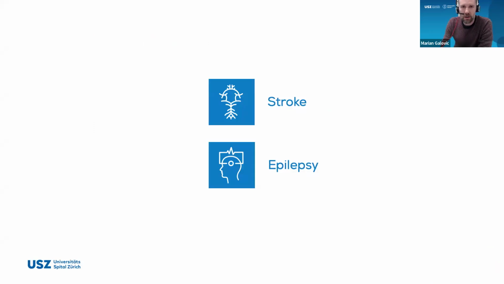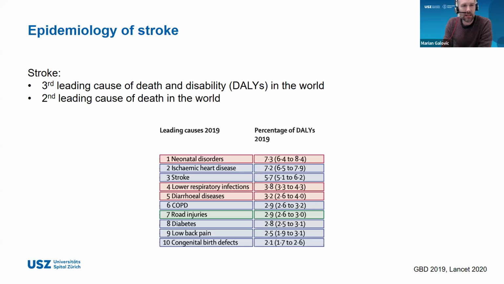So two very, very common neurological disorders. And looking at the epidemiology of stroke, we see that it's a very impactful neurological condition. It's the third leading cause of death and disability in the world, and the second leading cause of death in the world. So number one, neonatal disorders, particularly in low middle income countries, and then ischemic heart disease, stroke. It's a very, very impactful condition.